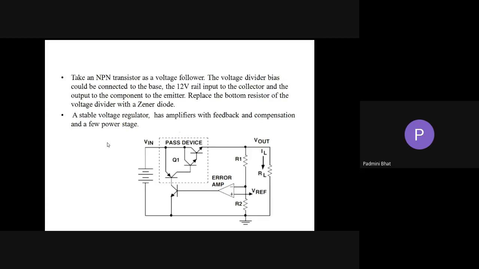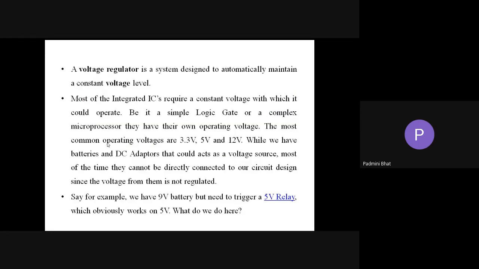Some people by now may be thinking, can't I use a resistor? Say I have a 9 volt battery and I want a 5 volt output. So you may be thinking, can't I use a resistor? Because you have studied that a resistor drops some voltage. So out of 9 volt, if 4 volt is dropped, you can make use of the remaining 5 volt.